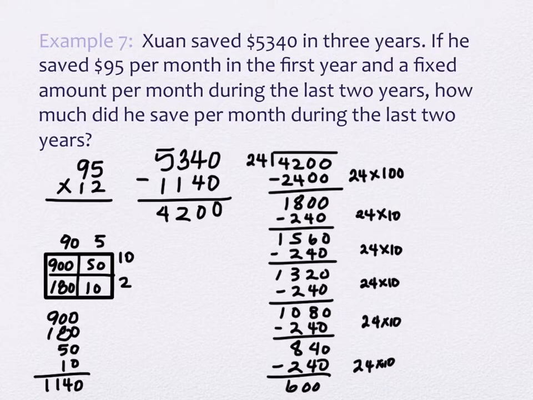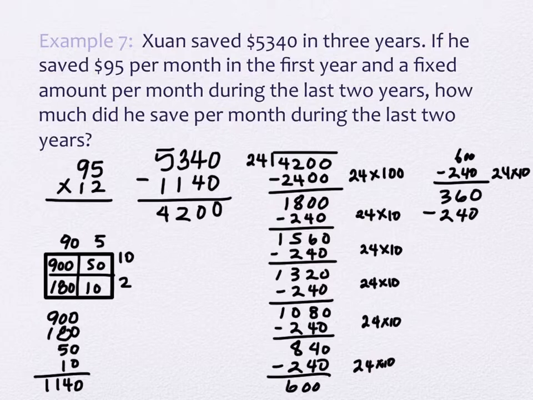Okay. All right, 600 minus another 240, right? 360 minus a 240. It's 120. All right, can't subtract 240 anymore, so now what will I subtract? 24.